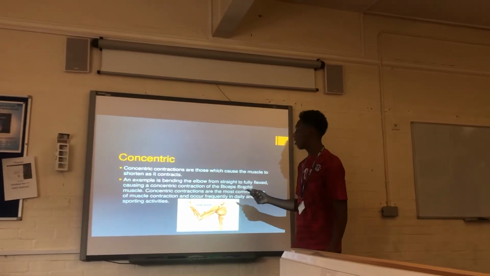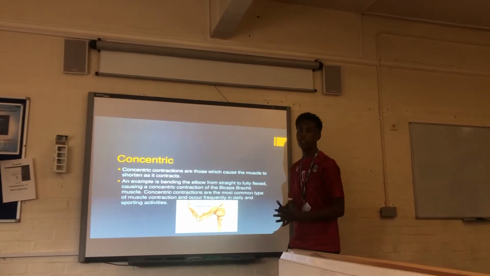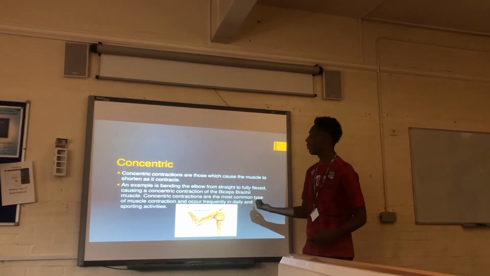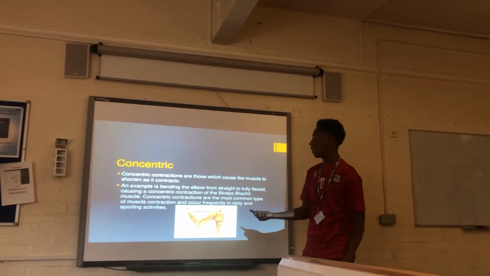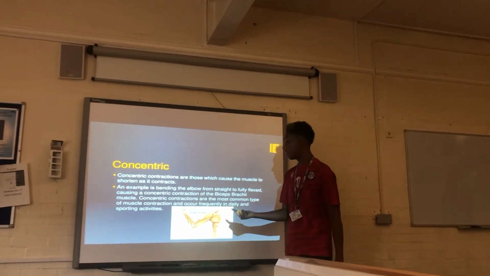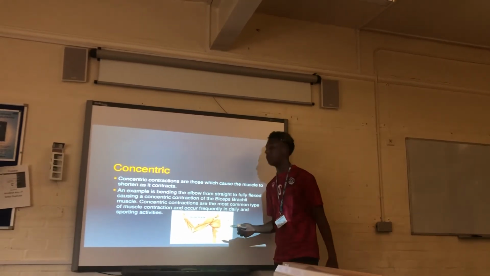Concentric contractions are those which cause the muscle to shorten as it contracts. An example is bending the elbow from straight to fully flexed. Concentric contractions are the most common type of muscle contraction and occur frequently in daily and sporting activities.